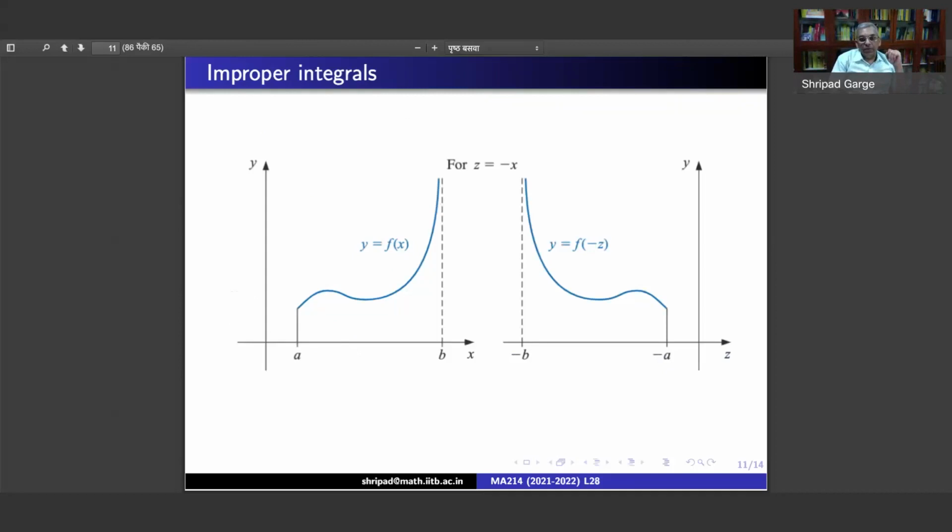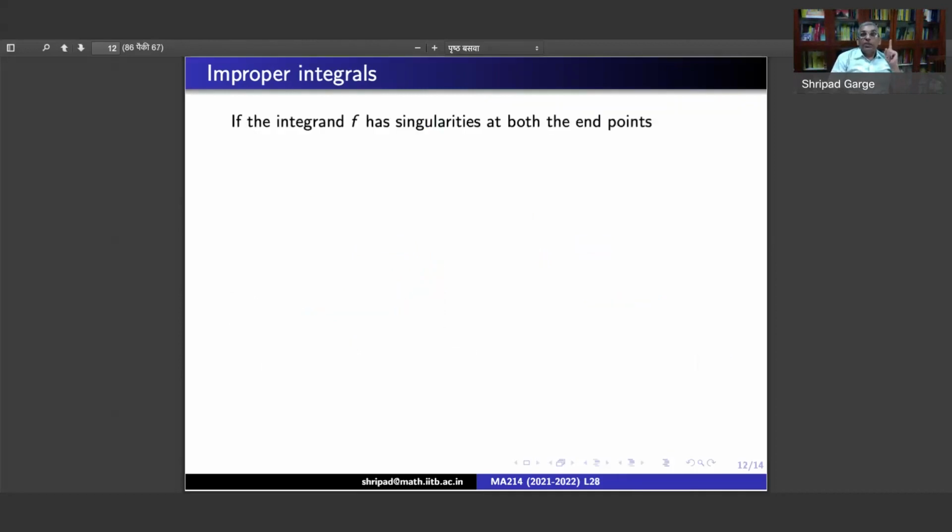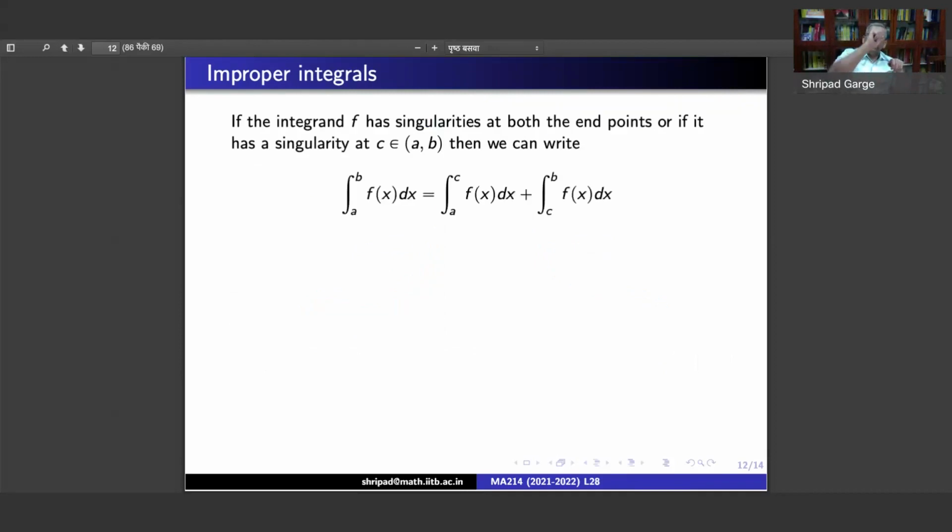That's what we have done. Okay, so if your integrand now has singularities at both the endpoints, or if it has a singularity at some point C between A and B, then the situation is actually quite simple. What you do is write the integral A to B as the integral A to C plus the integral C to B.